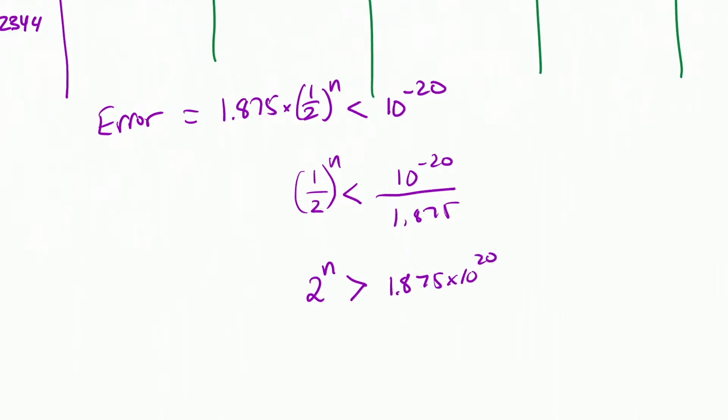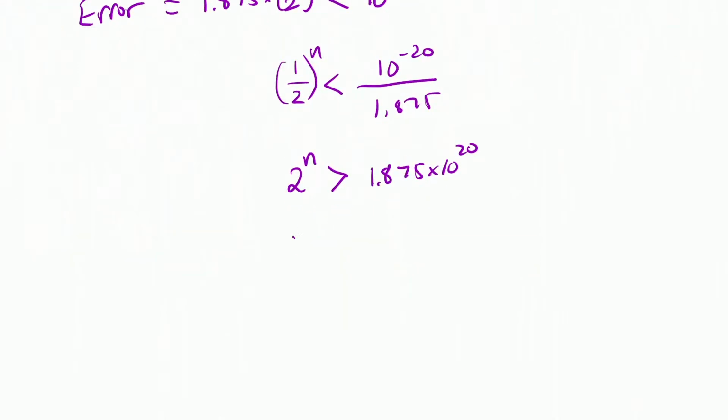So I just reciprocated both of these, and when you do reciprocals, it's like multiplying by -1. You have to change the direction of the little alligator. It always points towards the bigger number. If this is smaller than this, then when you reciprocate, that will be bigger. Another way of looking at it. Almost done. Now n should be greater than the log base 2 of 1.875 times 10 to the 20th.